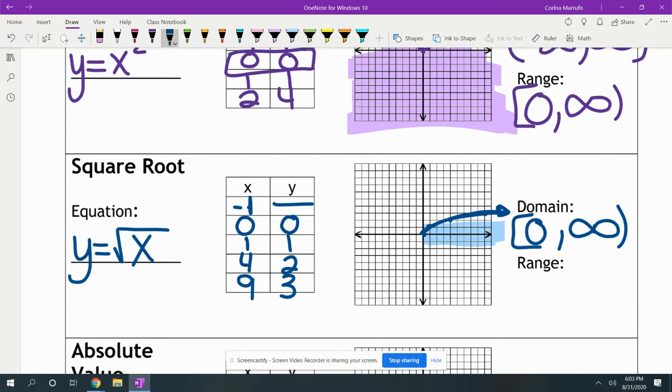Okay, then we have the range. So the range is how low does our graph go? So if you notice, your graph does not fall under the x-axis. There's nothing down here, okay? But your graph does start at 0, and even though it's increasing very slowly, it's going to go on forever, and it's going to keep going up and up and up. Okay, so it is going to go all the way to infinity.